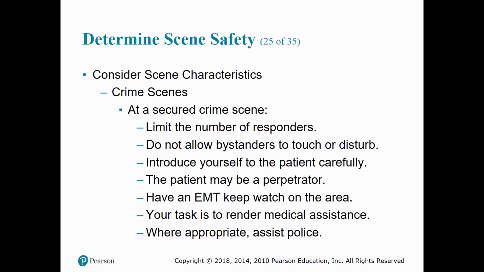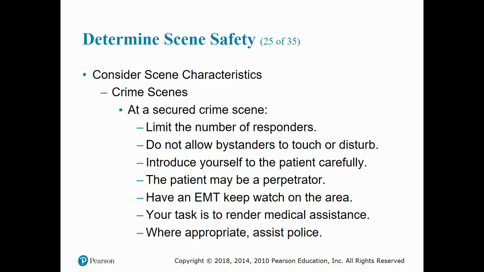When you are on scene of a secured crime scene, try to limit the number of responders to the number required to care for the patient. Do not allow bystanders to touch or disturb the patient or their immediate surroundings. Introduce yourself to the patient and say that you're there to help them. Crime victims are often confused and fearful of contact with strangers.